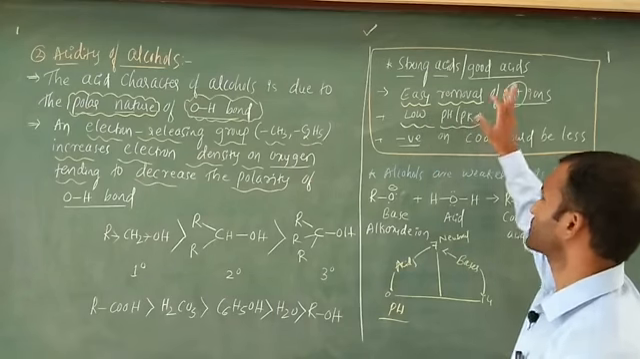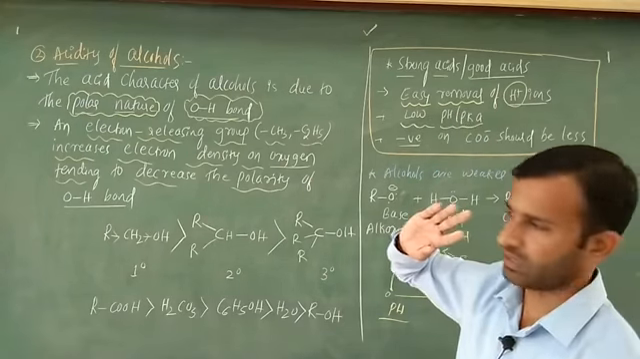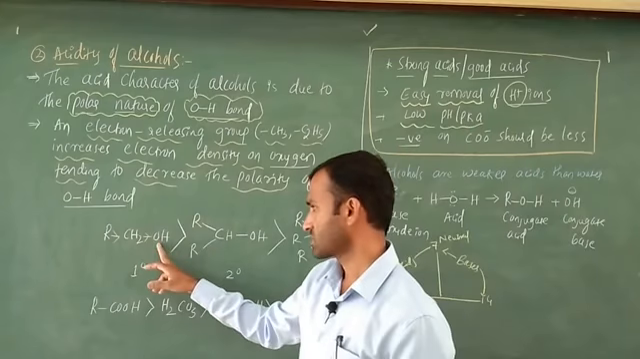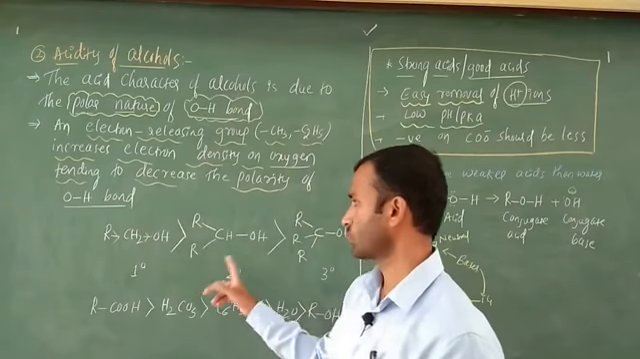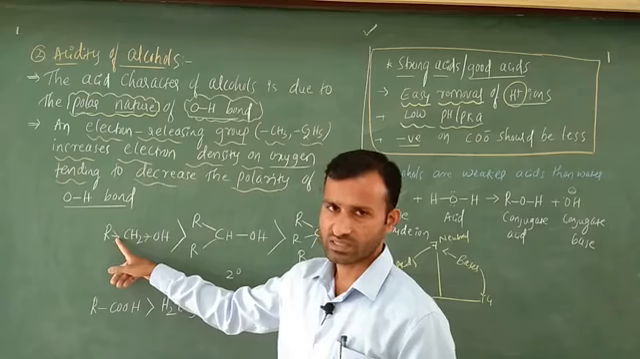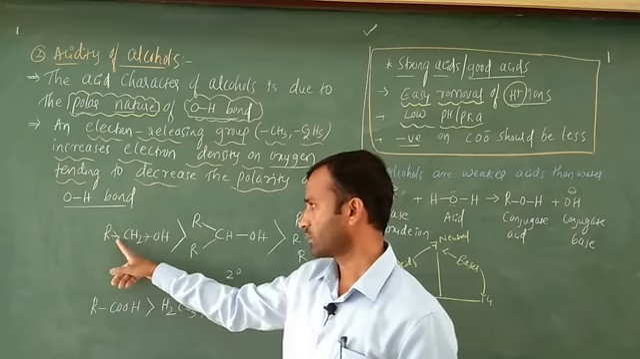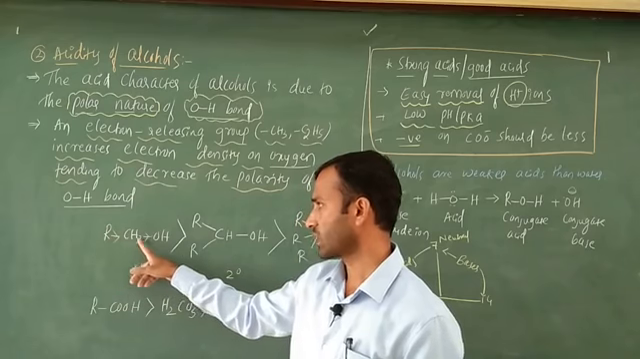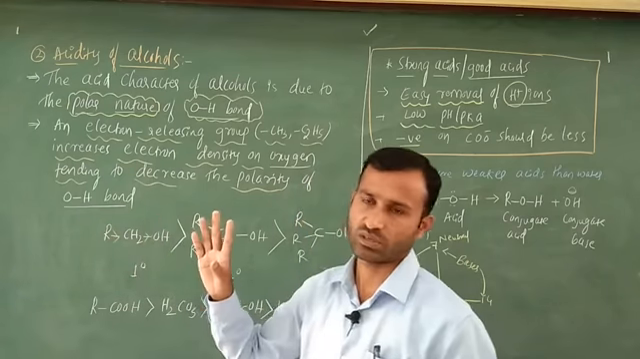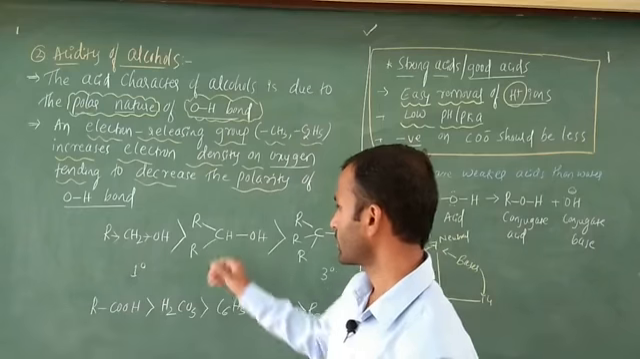Easy removal of H plus, you have to find out first. In this case, easy removal of H plus is possible compared to these two, because electron donating is there. How many electron donating groups? Only one donating. If it donates, it can donate an electron, and the electron comes up to the oxygen. Next, how many electron donating groups are there?